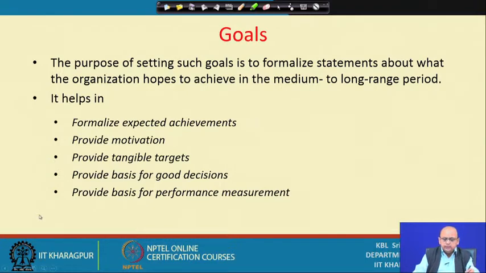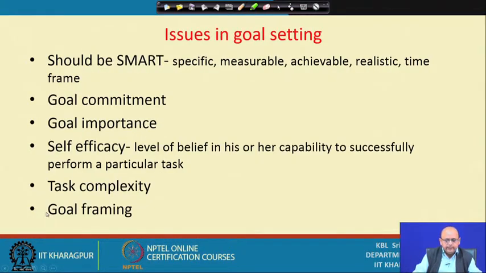Now, we are going to discuss something different related to goals. What are the various issues when it comes to goal setting? Now, if you look at goal setting theory, it talks about certain issues related to how we are going to set the goals. Okay. Now, if you look at some of these points, like it should be smart. What does it mean to say that goals should be smart?